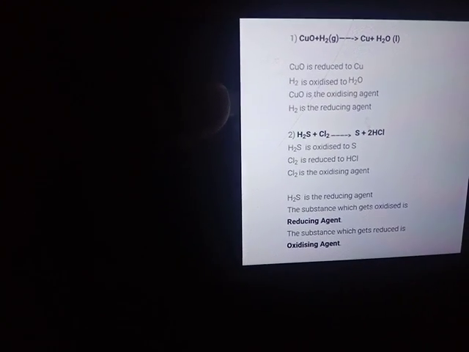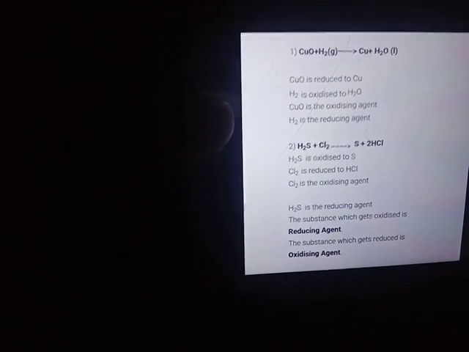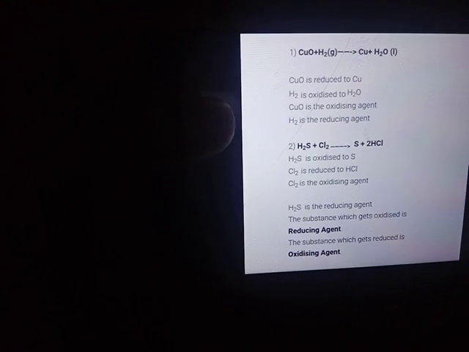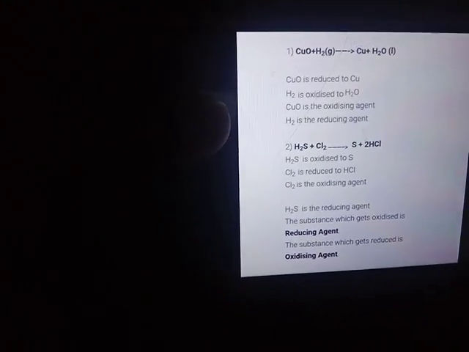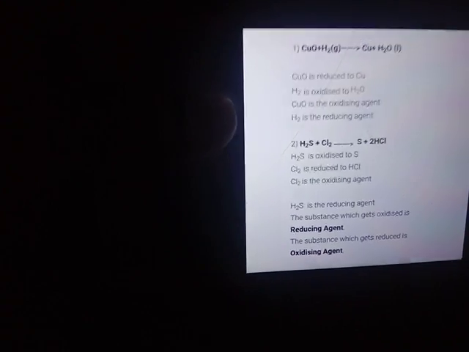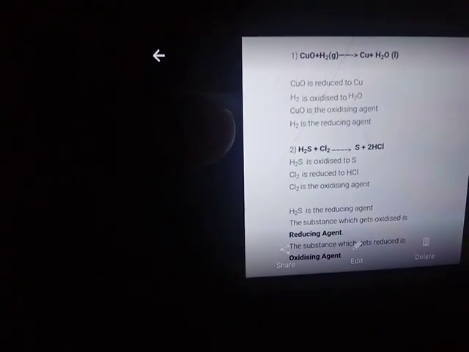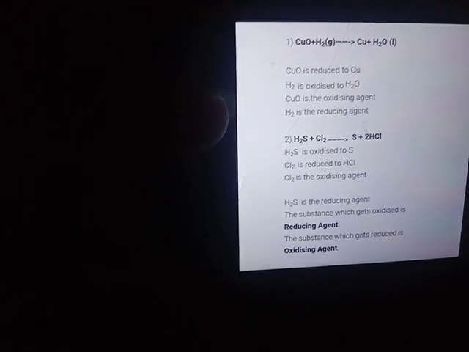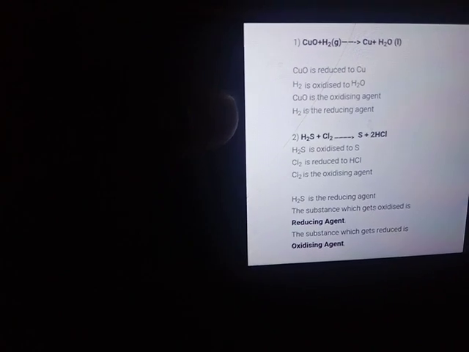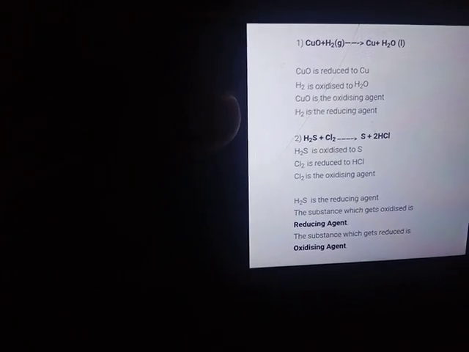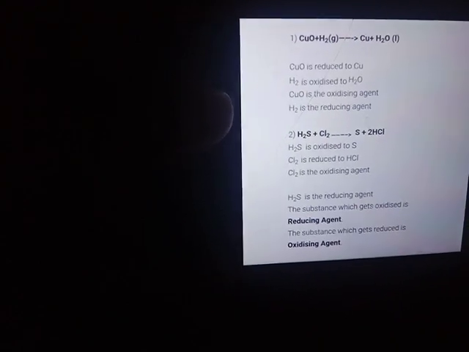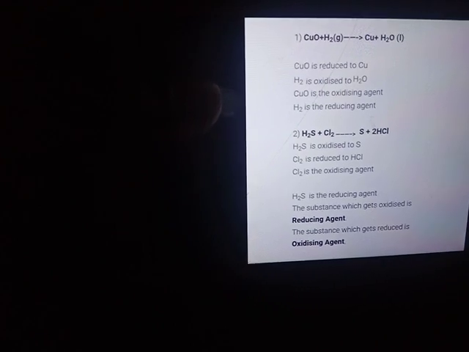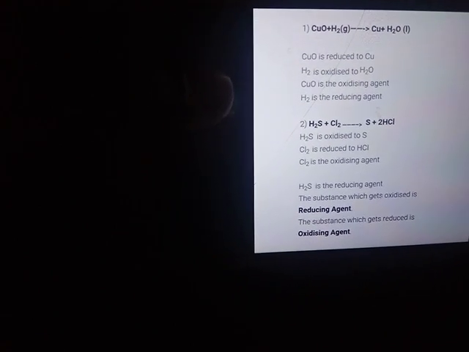When hydrogen sulfide reacts with chlorine, it gives sulfur and hydrochloric acid. Here, H2S is oxidized to sulfur and Cl2 is reduced to HCl. Here Cl2 is the oxidizing agent. So the substance which gets reduced is the oxidizing agent, and the substance which gets oxidized is called the reducing agent. So here H2S is oxidized and that is the reducing agent. Oxidizing agent and reducing agent are just opposite.